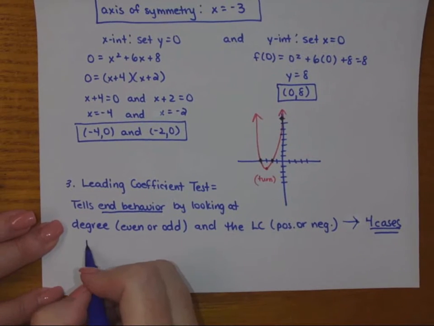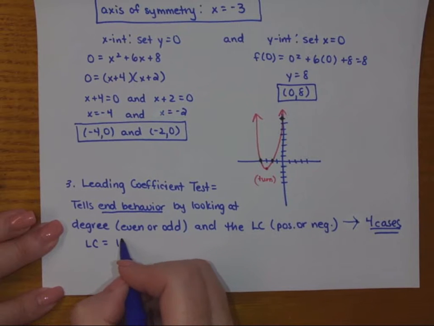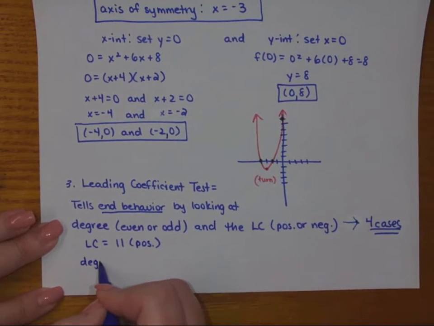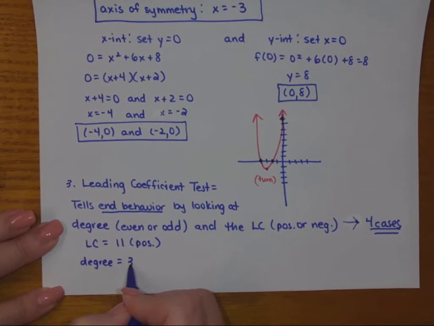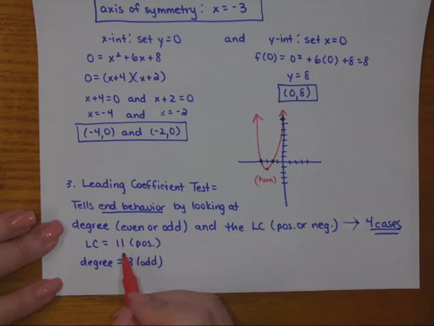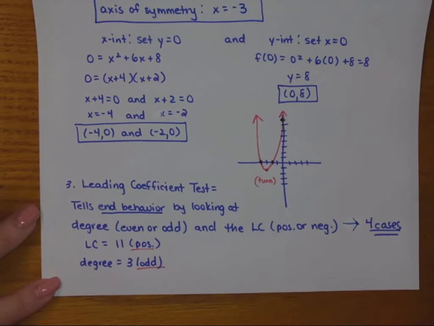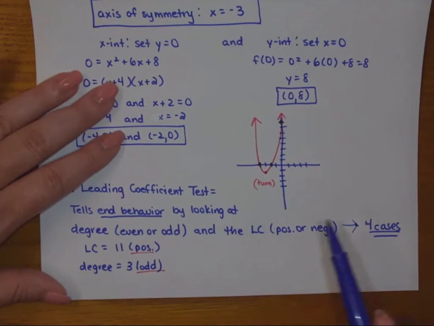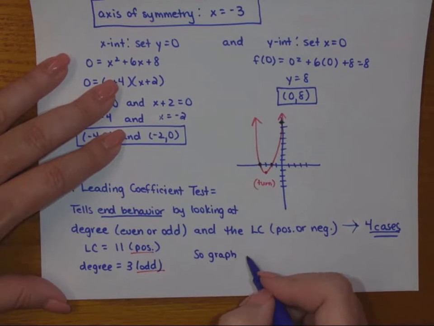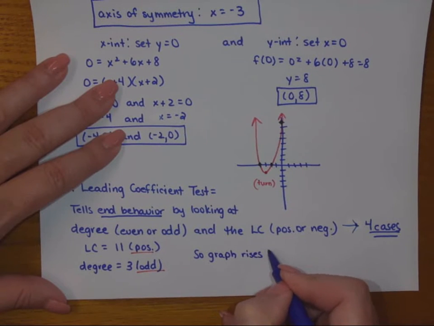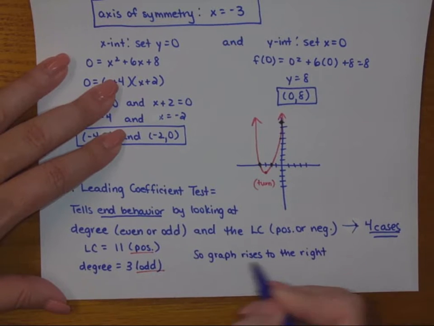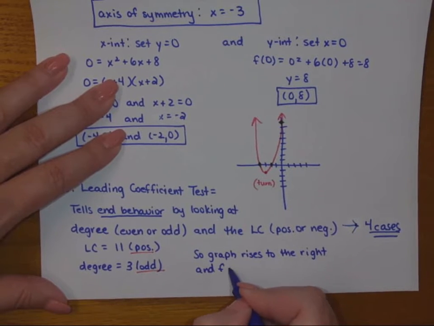So in this case, the leading coefficient is 11, which is positive, and the degree is 3, which is odd. Okay, so the significant parts of this are not really the numbers. It's the fact that I have a positive leading coefficient and an odd degree. So what that tells us then is that the graph rises to the right and falls to the left.